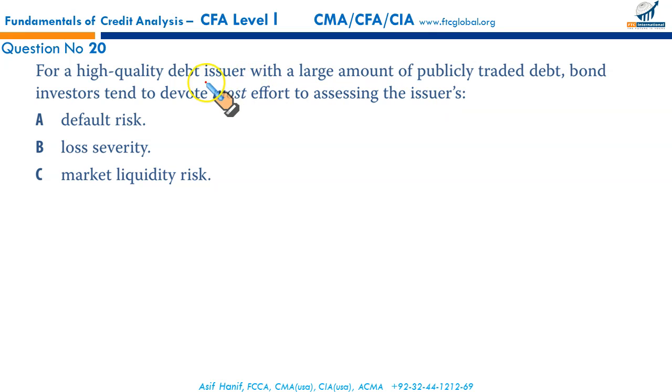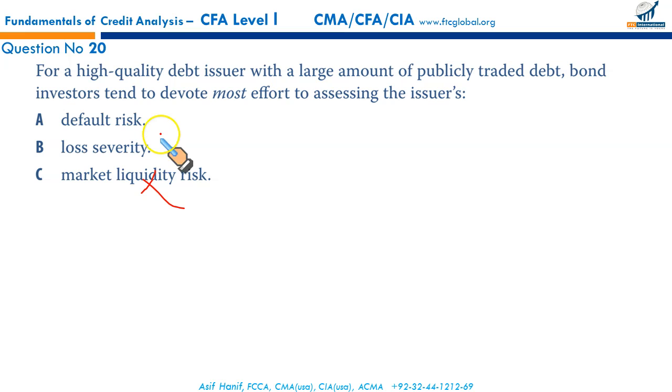For a high quality debt issuer with a large amount of publicly traded debt, bond investors tend to devote most efforts to assessing the issuer's default risk, loss severity, and market liquidity risk. Moving in the reverse order. Market liquidity risk is unlikely to be an issue, since a large amount of debt is being traded in the market, which means there will not be an issue of liquidity. So this is an incorrect option.